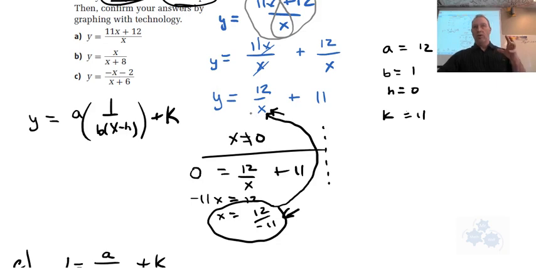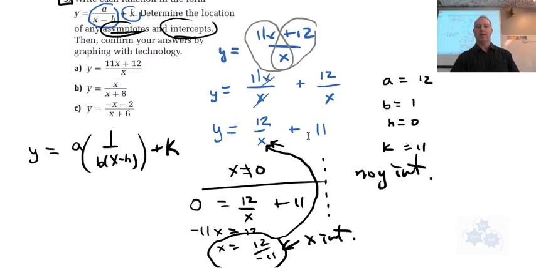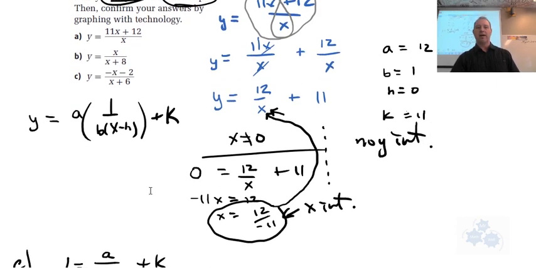Okay. So there's no y-intercept because when you let x equal 0, you got nothing. But the x-intercept, when you let y equal 0, is this. And there's no y-intercept. Is everybody okay with that? No y-intercept. But if you let y equal 0, you're going to solve for the x-intercept. That's right. There's no y-intercept because it's undefined. x equals 0 is undefined. Okay, what else do we... Okay, let's confirm this by graphing technology.